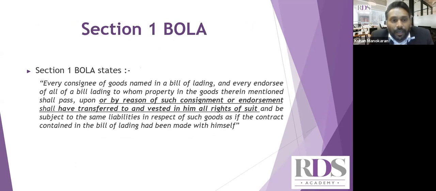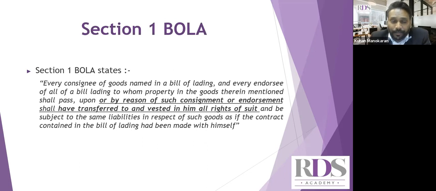So before I go into the crux of our talk today, let me first address the problem child in the room, which is Section 1. And Section 1 states as follows: every consignee of goods named in a bill of lading and every endorsee of a bill of lading to whom the property in the goods therein mentioned shall pass upon or by reason of such consignment or endorsement shall have transferred to and vested in him all rights of suit and be subject to the same liabilities in respect of such goods as if the contract contained in the bill of lading had been made by himself with himself.